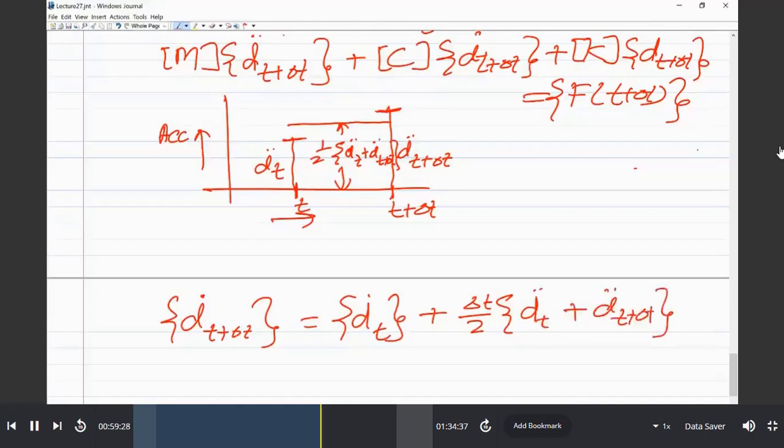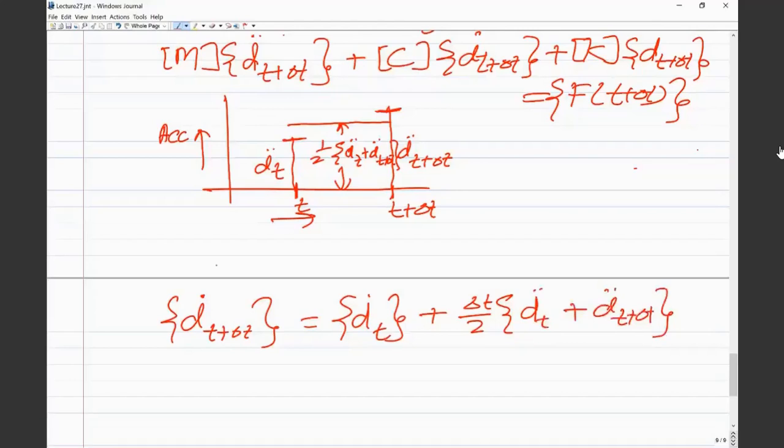So this is like v is equal to u plus at. If you remember in simple dynamics, engineering mechanics, rigid body dynamics, we write v equal to u plus at. So this is like v and this is like u, and half of d double dot at t plus d double dot at t plus delta t is like a. This and this together is a, into delta t. So that gives you the d dot at t plus delta t.